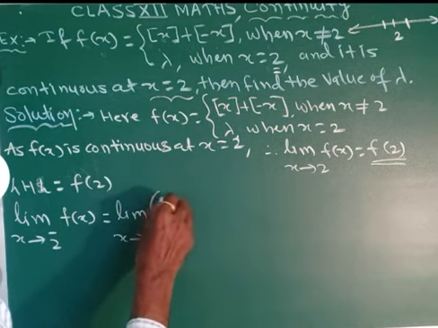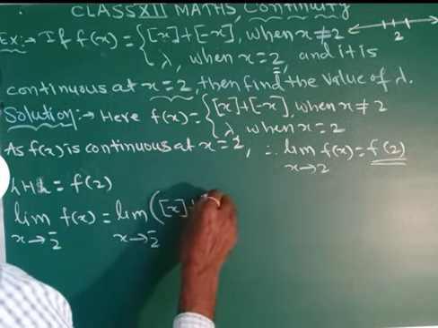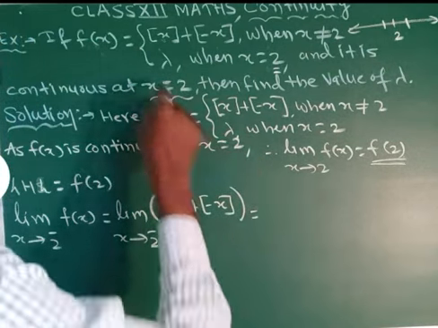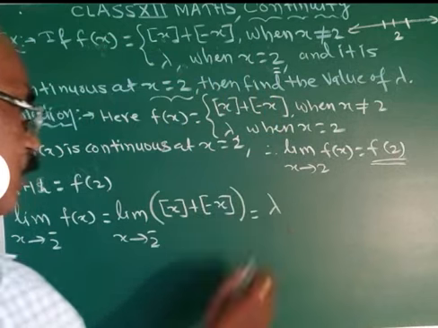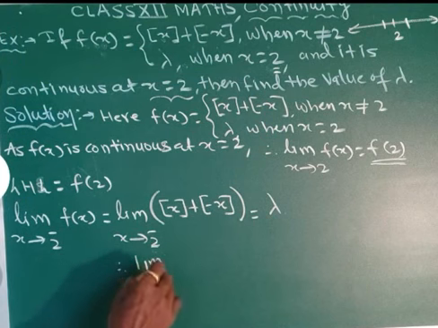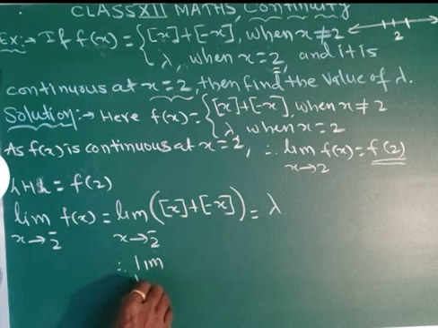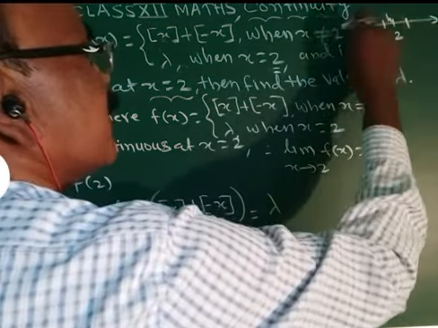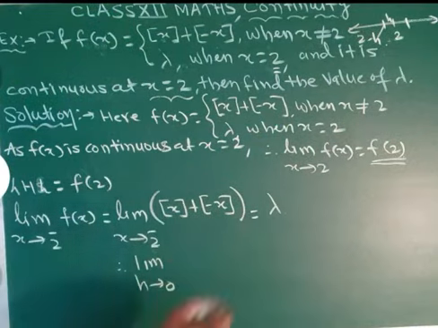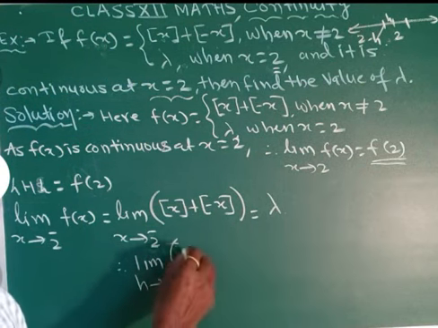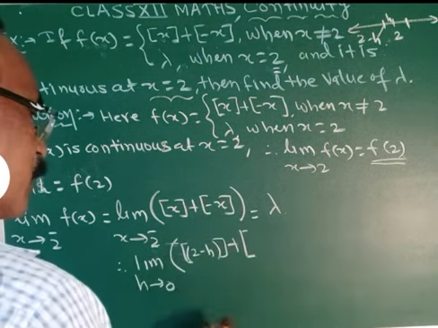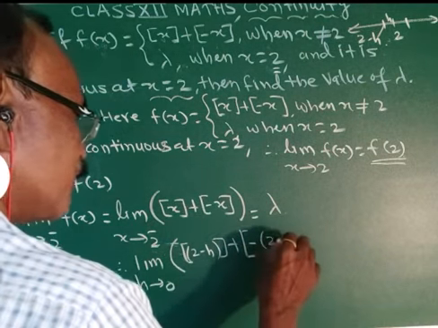So the limit as x tends to 2 from the left hand side of the greatest integer function x plus the greatest integer function minus x should be equal to f of 2. What is f of 2? f of 2 is lambda. Now this is from the left hand side, so I am taking h tending to 0. Subtract h from 2, so you get the point 2 minus h, so that your x becomes 2 minus h. So that equals the greatest integer of 2 minus h plus the greatest integer of minus, replacing x by 2 minus h on the left hand side.